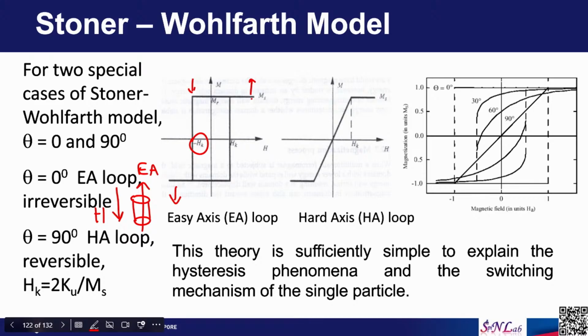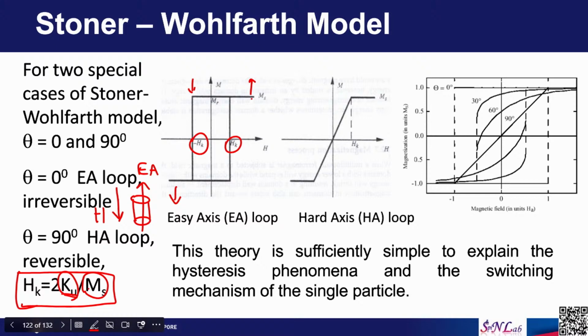Okay. So, again now this particle is down, so I apply magnetic field in the other direction, it goes back to this state at the same field H k, and the value of H k according to the Stoner-Wohlforth reversal model is given by this. So, K u is the anisotropy constant of this material. Different materials have different anisotropy constants. So, depending on the anisotropy constant of the material and the m s, this H k will be different.